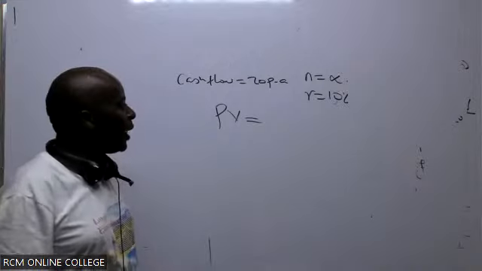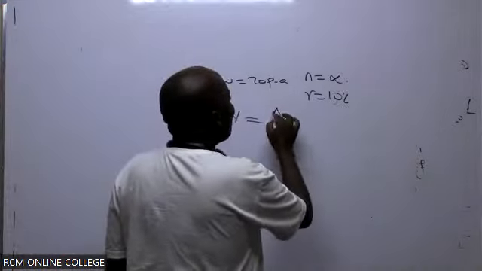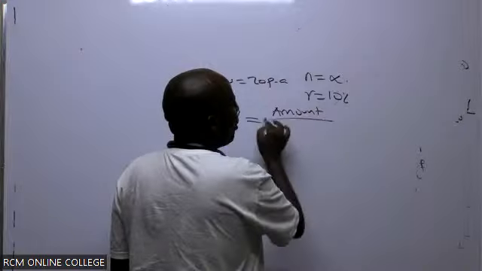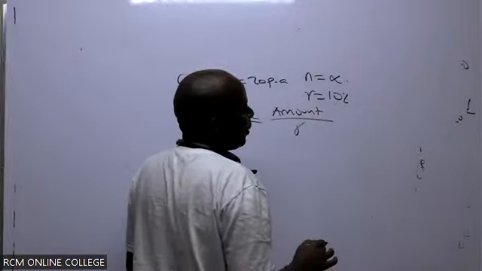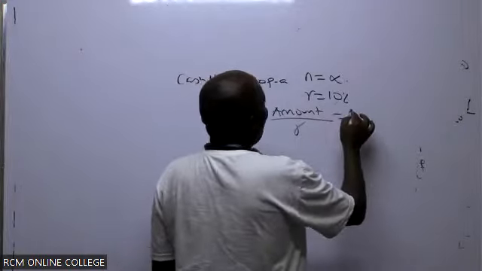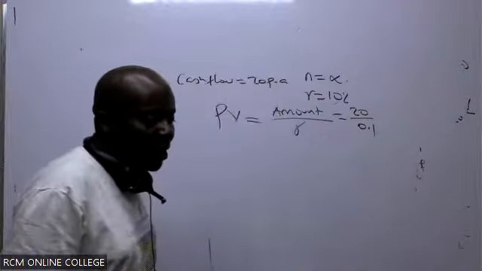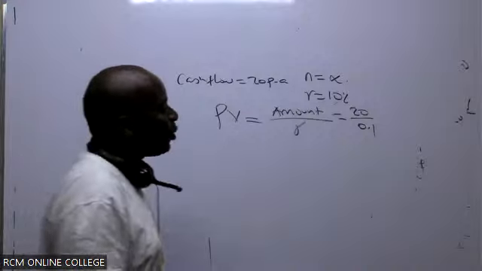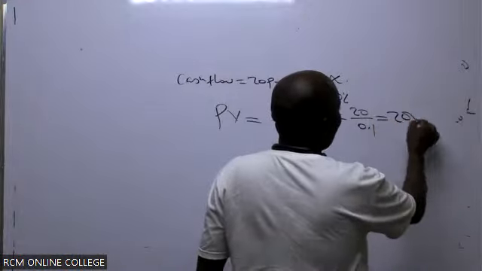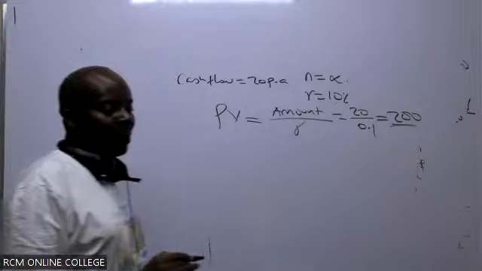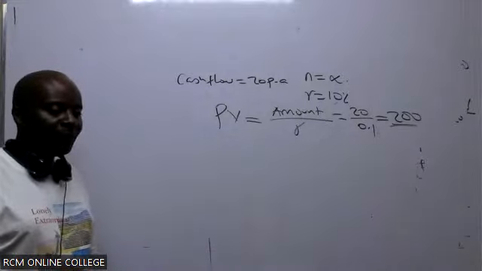Thank you very much, Javan. Javan has said straight away, teacher, it is the amount or cash flow divided by R. So this one will be 20 divided by 0.1, because 10% is 0.1, which will end up giving me 200 like that.